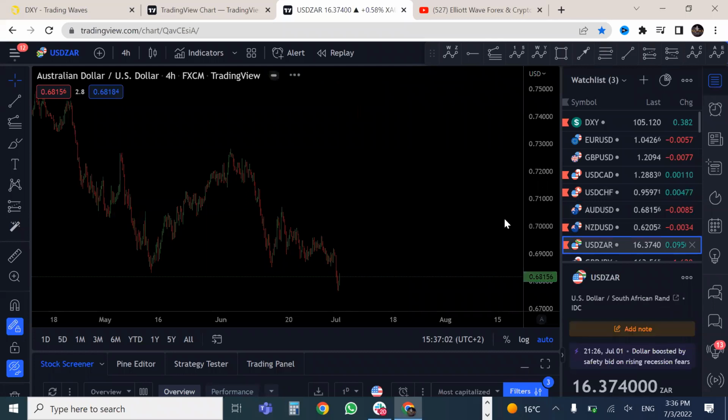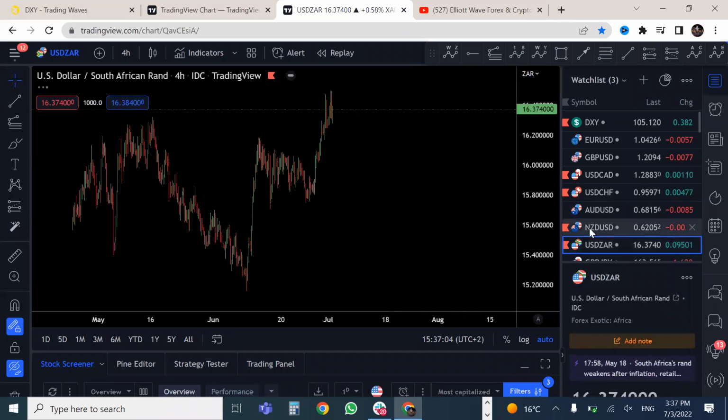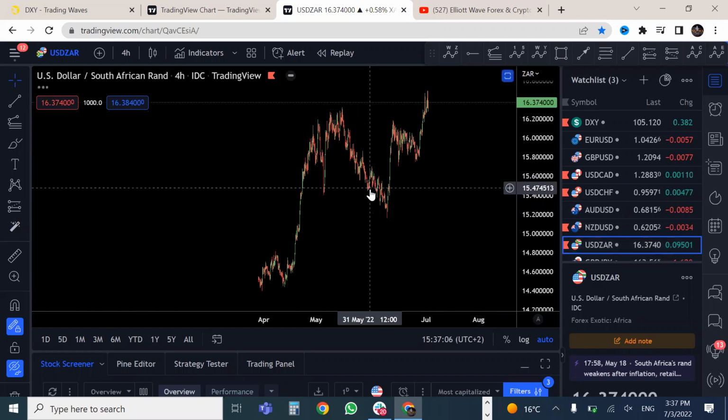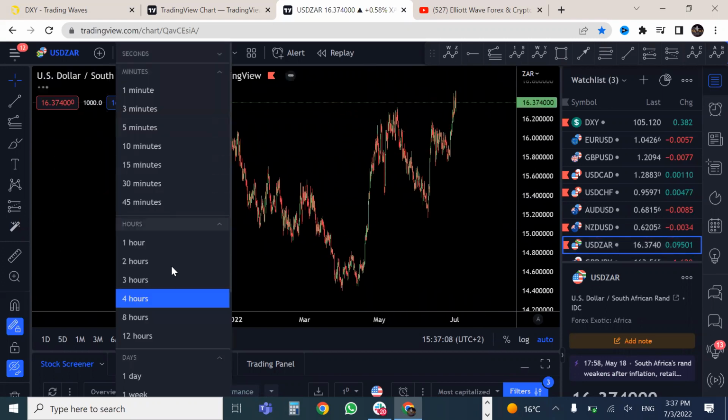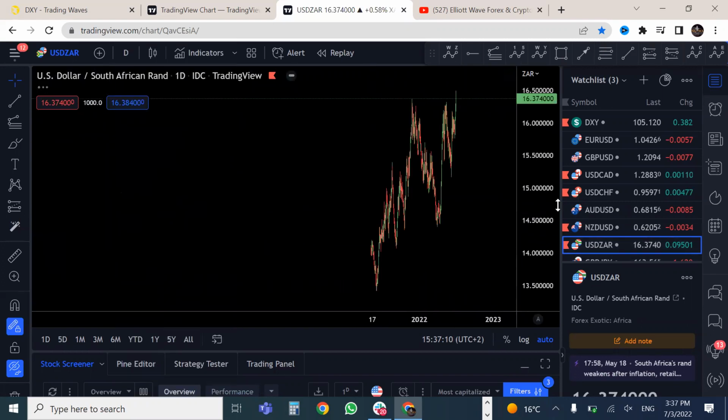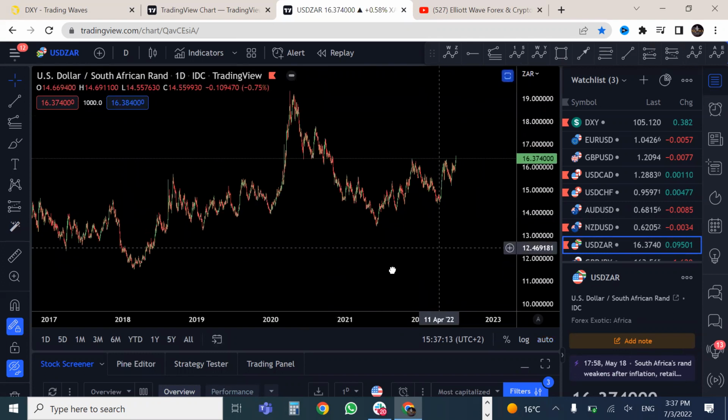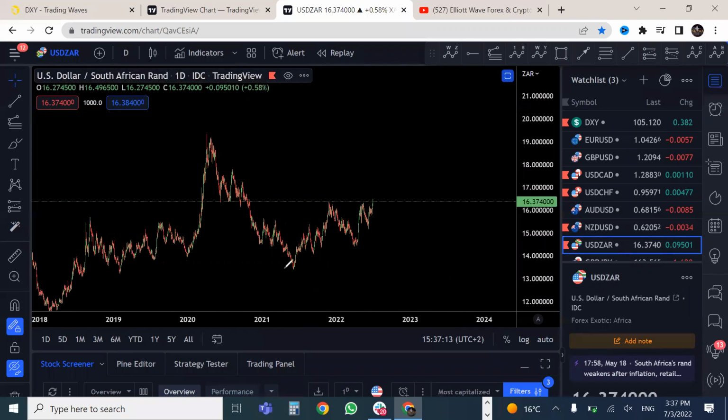Okay, US dollar ZAR. Now, US dollar ZAR has been spot on. What is happening with US dollar ZAR is exactly what we said was going to happen. Let me just go take you back here, what we said. So look at this structure. It's always clear on the daily chart. 1, 2, 3, 1, 2, 3, 1, 2, 3.